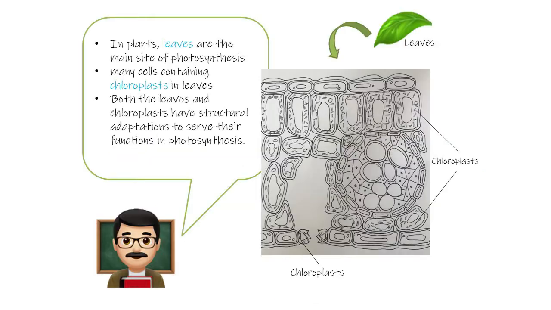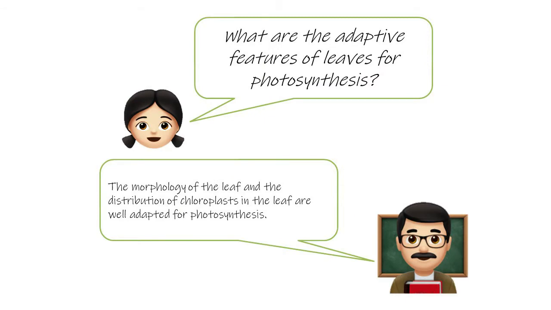Let's now talk about the site of photosynthesis. In plants, leaves are the main site of photosynthesis. There are many cells containing chloroplasts in leaves. Both the leaves and chloroplasts have structural adaptations to serve their functions in photosynthesis. So what are the adaptive features of leaves for photosynthesis? The morphology of the leaf and the distribution of chloroplasts in the leaf are well adapted for photosynthesis.